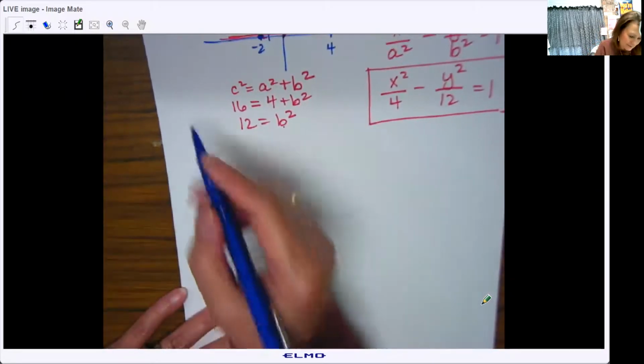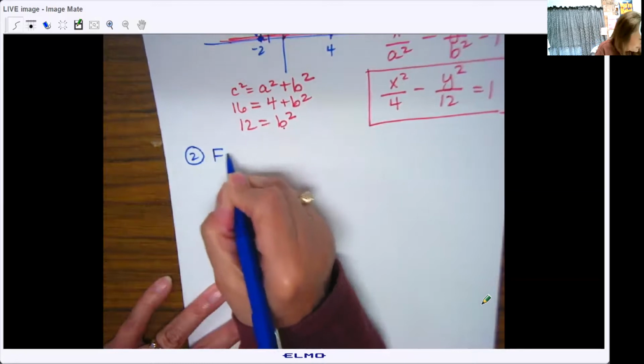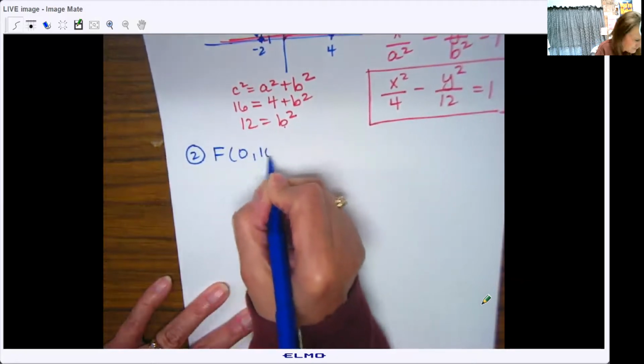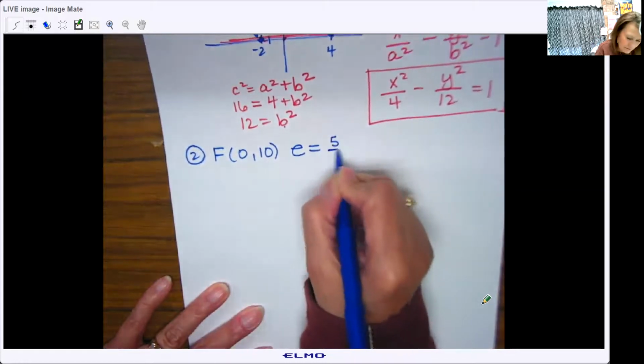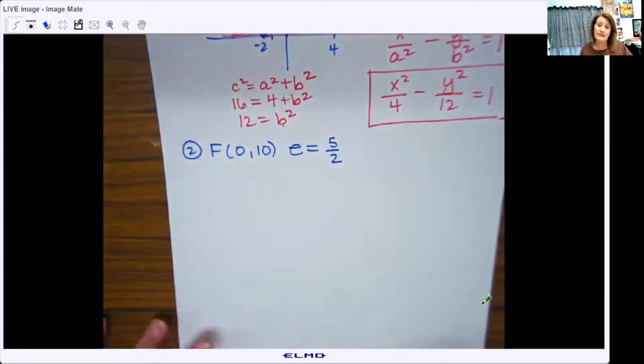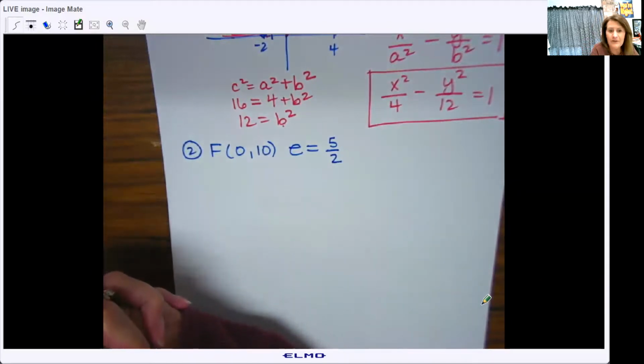Let me do one last example, make sure we got this. You guys try this one on your own. How about if I tell you the focus is (0, 10), and the eccentricity is 5 over 2. Could you write the equation of the hyperbola knowing those things? I want you to stop the video right now, pause it, and then you can come back to it. I want you to see if you can do this one on your own.